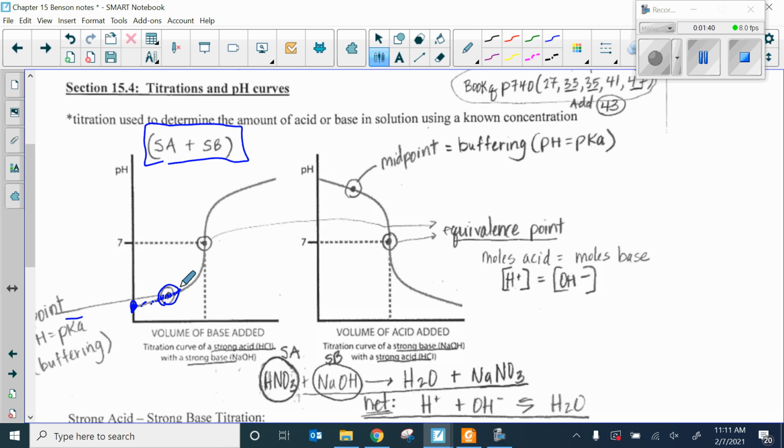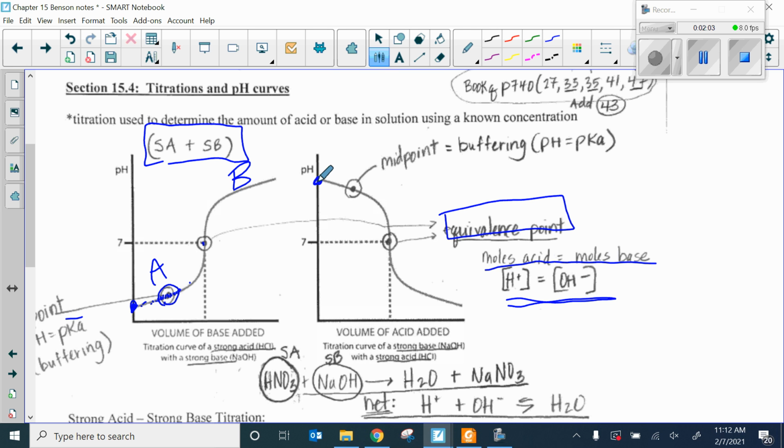And then all of a sudden, the pH is going to change. It's going to get to our equivalence point, as I have over here, where the moles of the acid equals the moles of the base, and or the hydrogen ion concentration equals the hydroxide ion concentration. So this side of my curve is going to be my acids, this side of my curve is going to be my base.